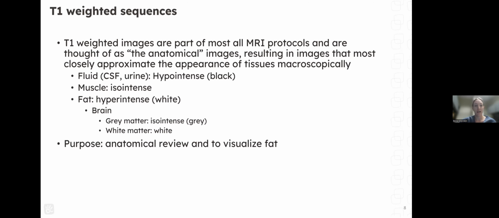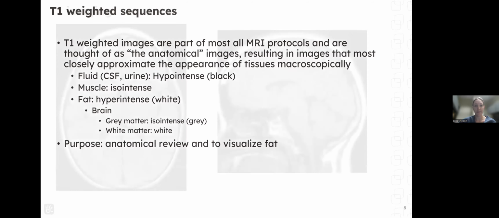So for fluid, you'll usually see a hypo-intense black color. Muscle is going to be iso-intense gray, and fat will be hyper-intense white. In the brain tissue, gray matter is gray or iso-intense, and white matter is white. So that's how you can look to see if you're unsure what kind of sequence you're looking at. That's a quick and fast way for neuroradiology. Just look at the gray and white matter. And again, the purpose of a T1 weighted sequence is to review anatomy and visualize fat.